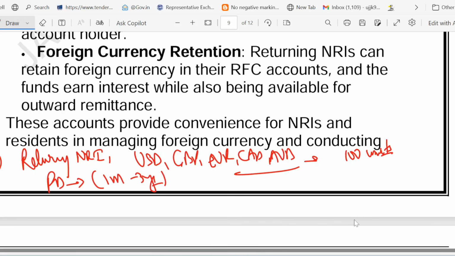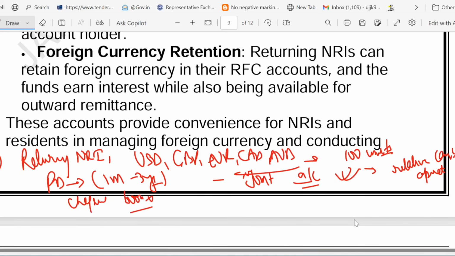Then we talk about joint account. Yes, joint account is permissible, but relative can't operate. And what about checkbook? Checkbook is not allowed. So these are the points.